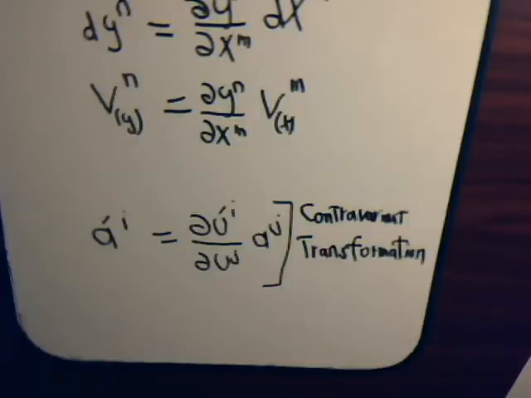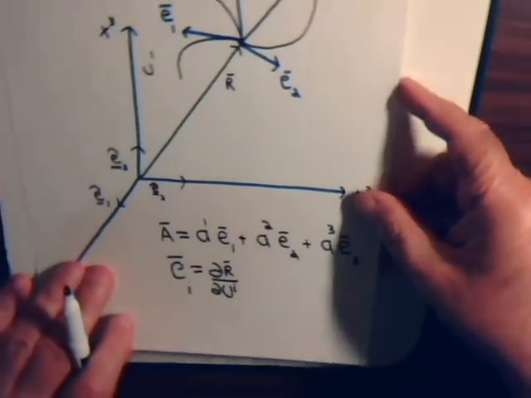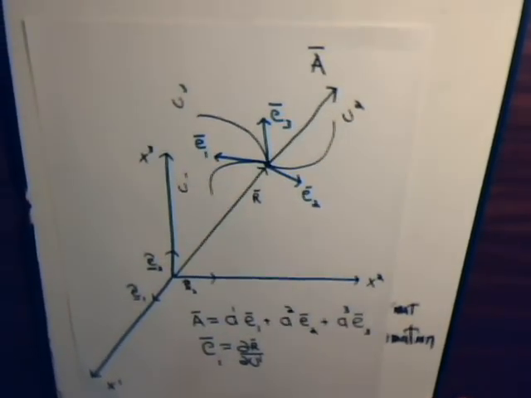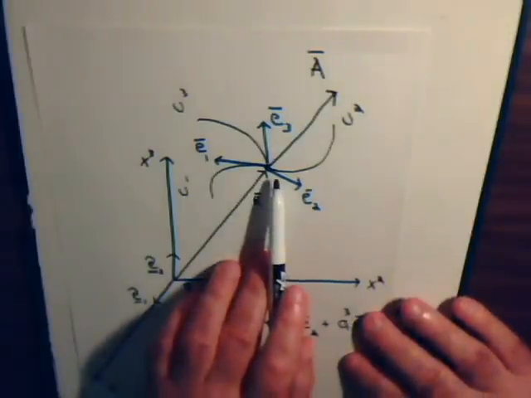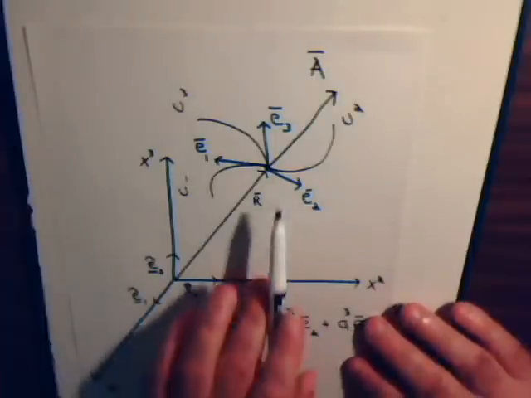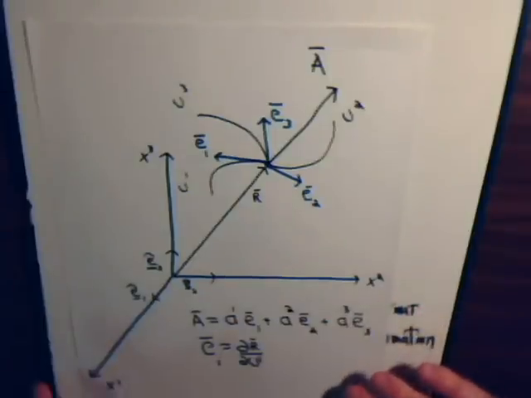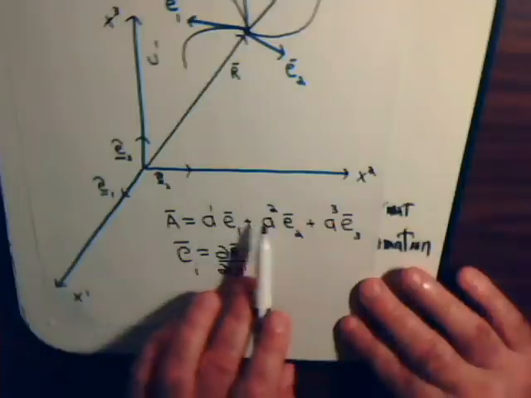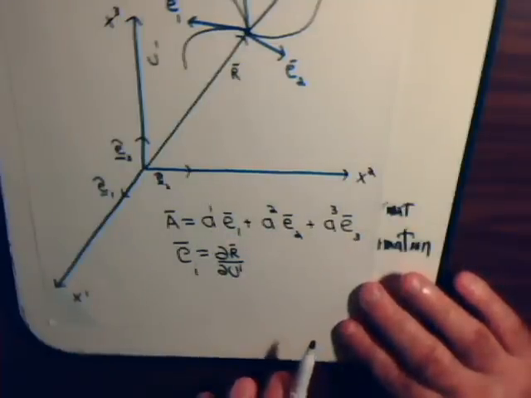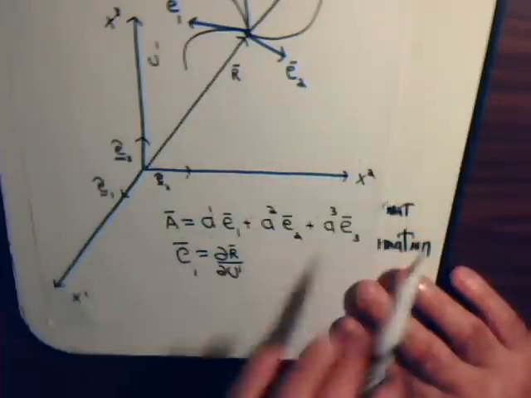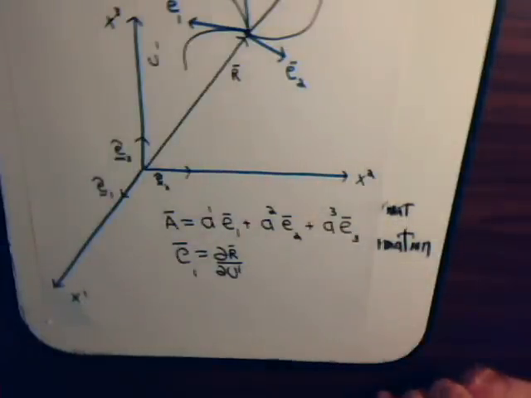So again, what we want to emphasize in this video is that we have a vector and we're expressing it as the sum of components along the curvilinear coordinates, but the components are written with superscripts. Then when we transform from one curvilinear system to another one, that then transforms as a contravariant vector. And in the next videos then, we'll consider in more detail what happens with covariant vectors.